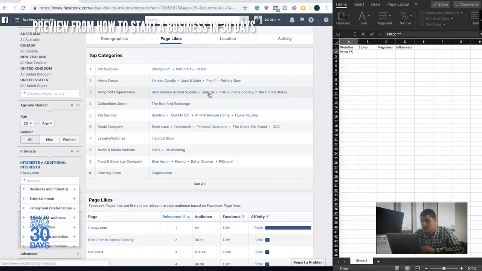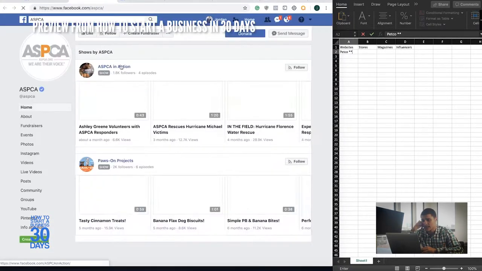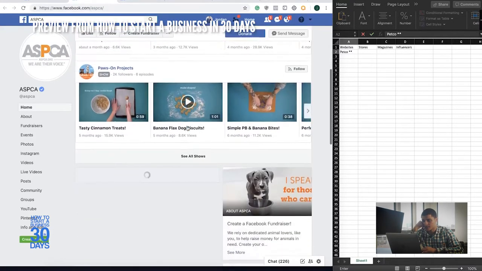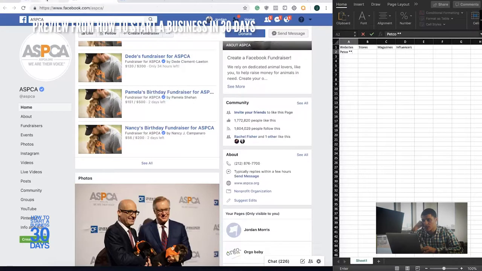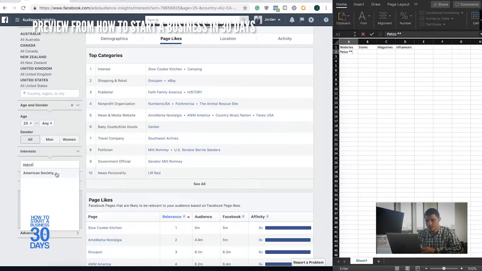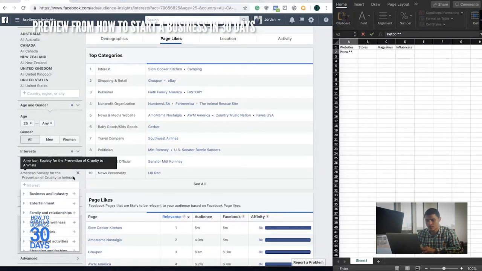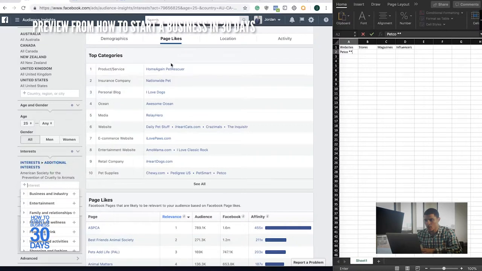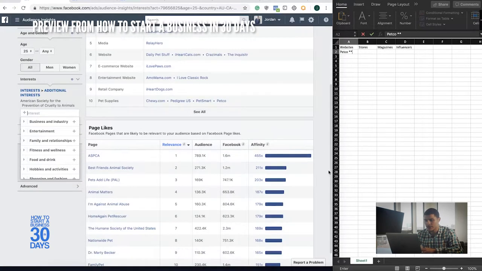But here, let's try ASPCA. That might be a good one. Let's see how many page likes they have. ASPCA, 1.7 million people. And people that like ASPCA, I'm almost certain, are going to be dog lovers. Homeowner, Pet Rescue, Nationwide Pet, I Love Dogs, Awesome Ocean, Daily Pet Stuff, I Heart Cats, Craze Animals, etc. I Heart Dogs. See, this is a real strong one. Look at the affinities. So what we're going to do is come over here to websites and go ASPCA, because that's going to be very strong.